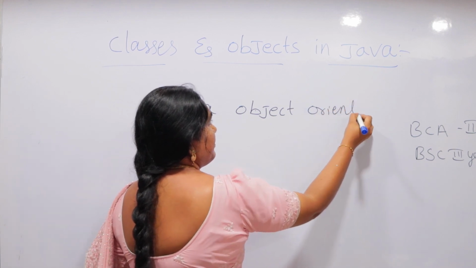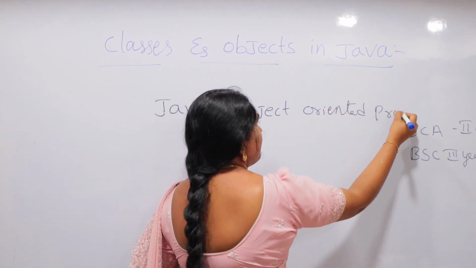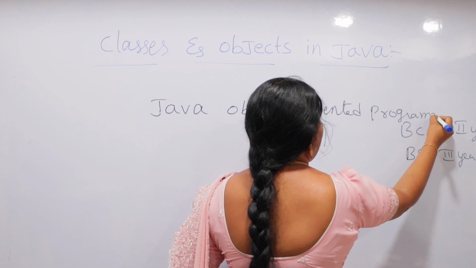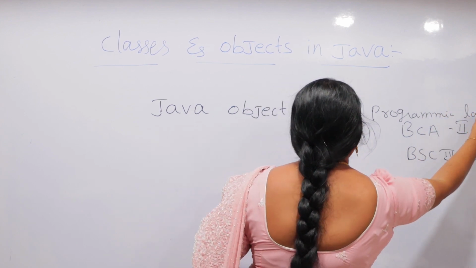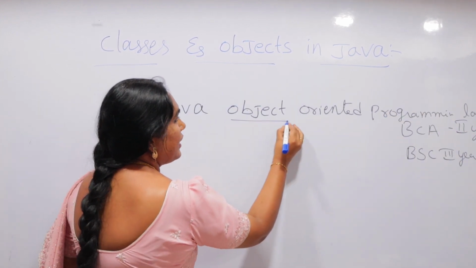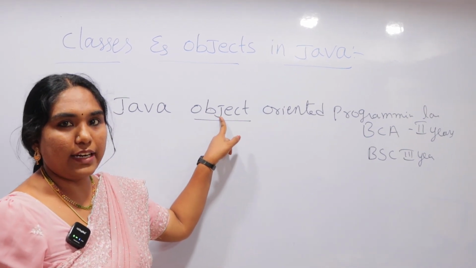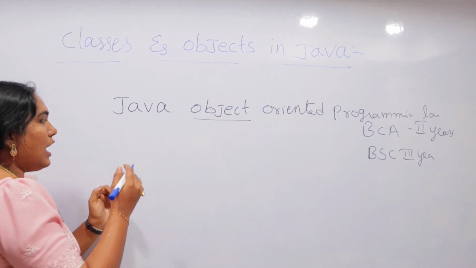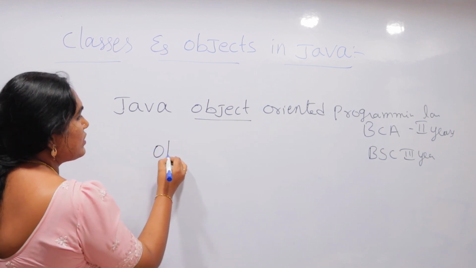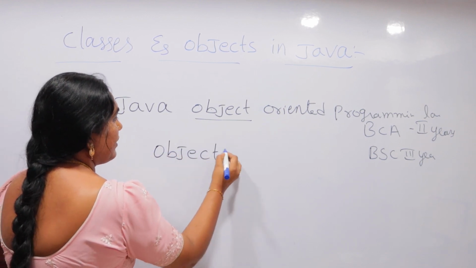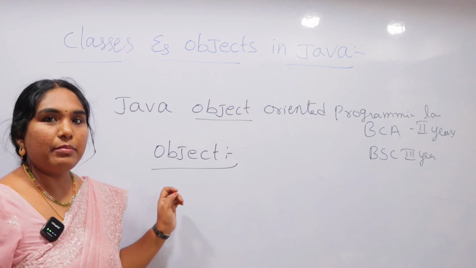We know Java is one of the object-oriented programming languages. Right? Here only we have the meaning. It is related to objects. In our human language, what is the meaning of object? It is nothing but a real-time entity.